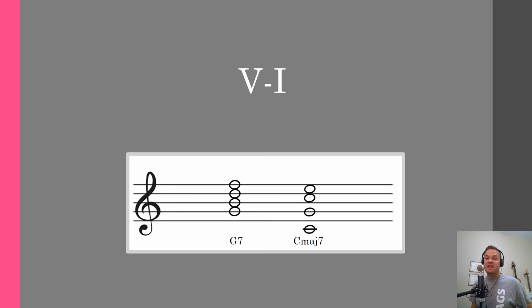And ultimately, this interval between the third and the seventh, that tritone of the G7, is why it wants to go back to the C major 7. There is no other third and seventh that forms a tritone in all of the diatonic seventh chords. So the G7 is the only one that does that, and that's why 5 wants to go to 1.